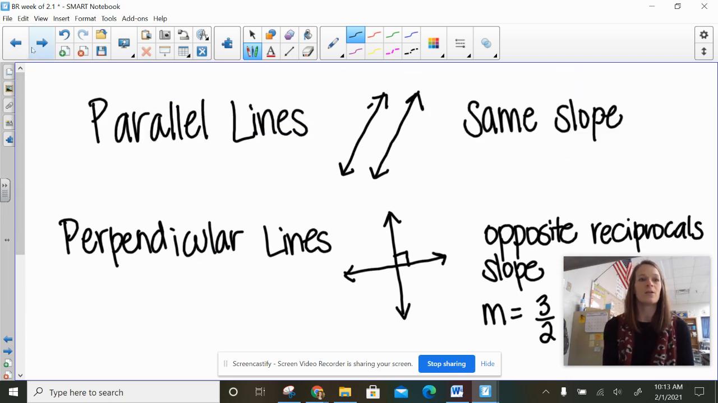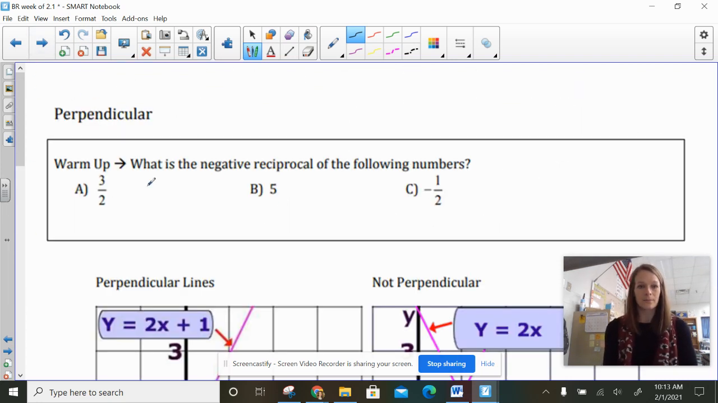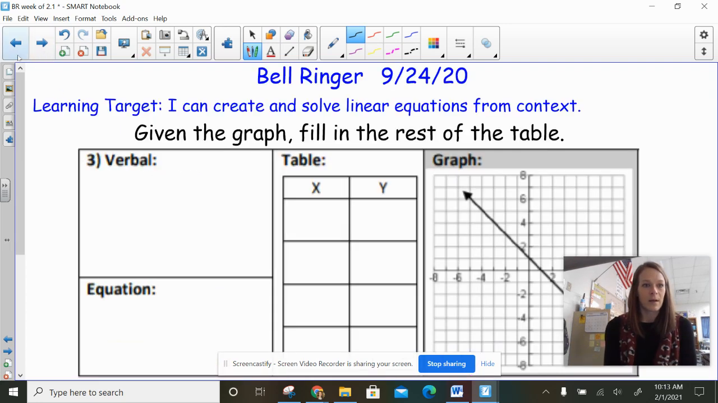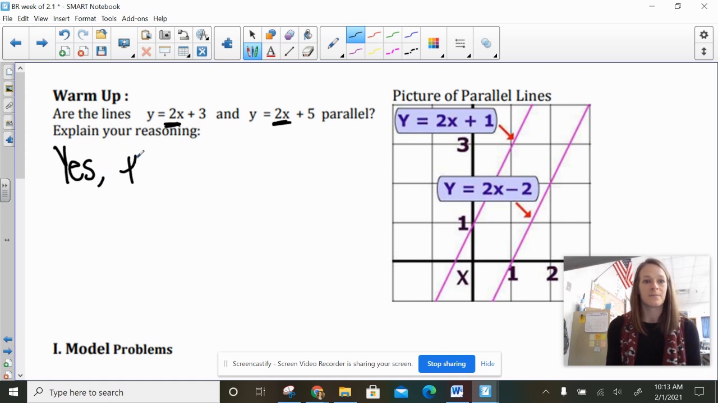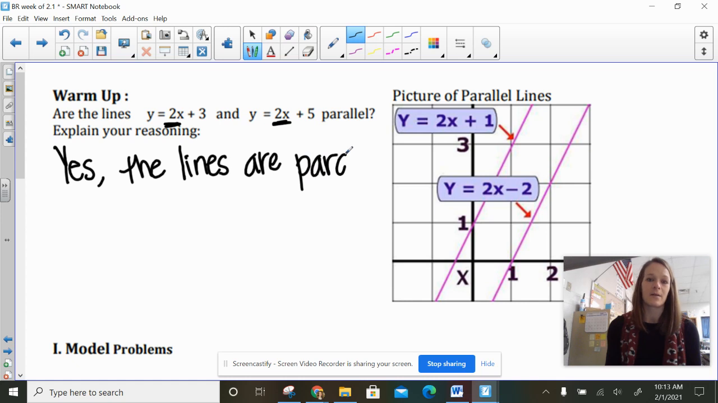Okay, so let's look at your notes page. I want to do parallel first. This says, are the lines y equals 2x plus 3 and y equals 2x plus 5 parallel? Here's those lines graphed. Actually, that's not those lines graphed, but these would be parallel because they have the same slope. So yes, the lines are parallel because they have the same slope.